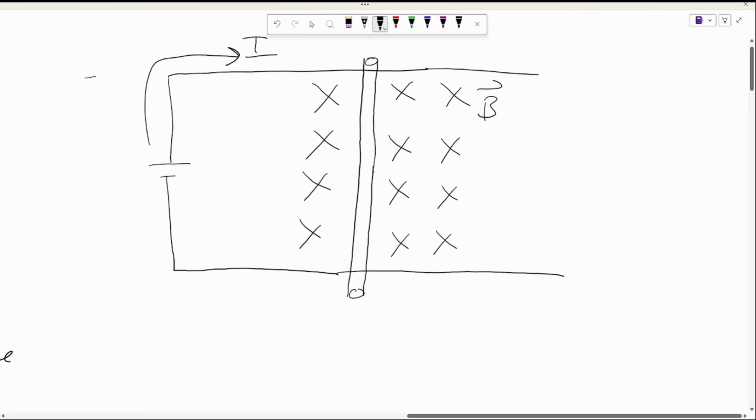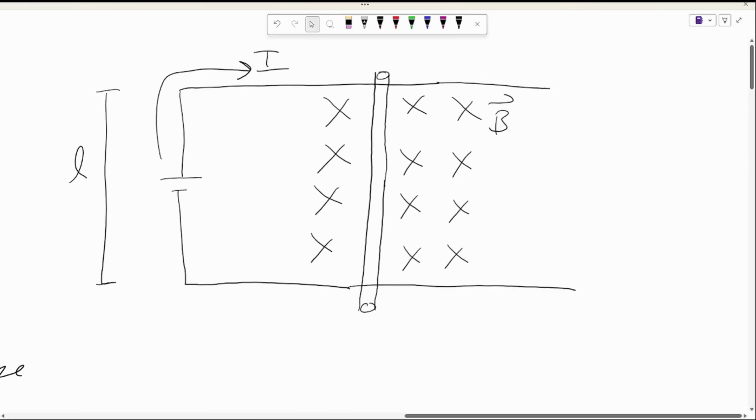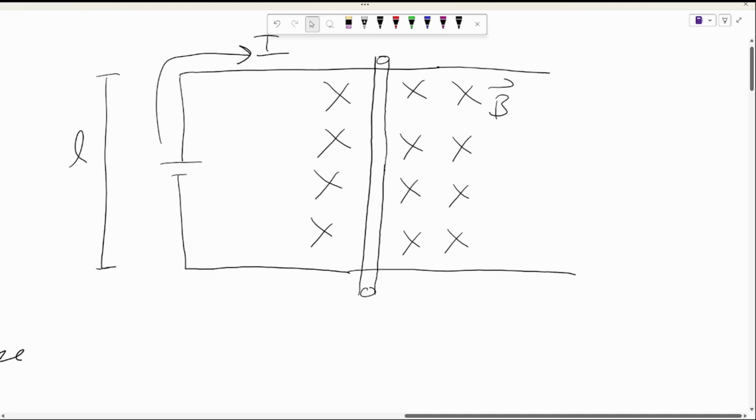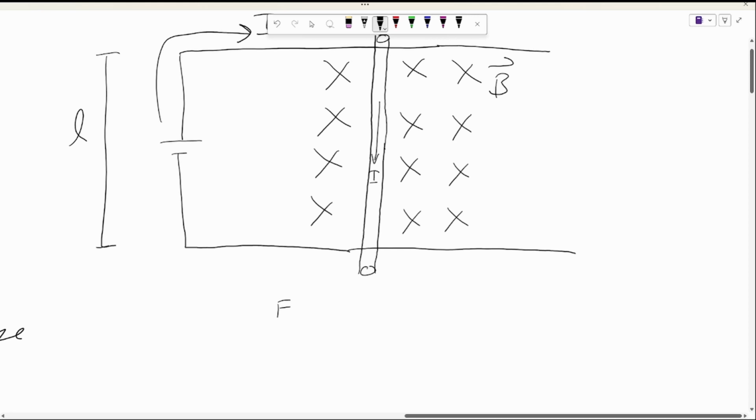And you have some length here, L. So what is going to happen to the bar? What force does it experience? Well, we only really care about the bar itself. So the current is flowing downwards. Now we can just use the formula for force on a wire, IL cross B.